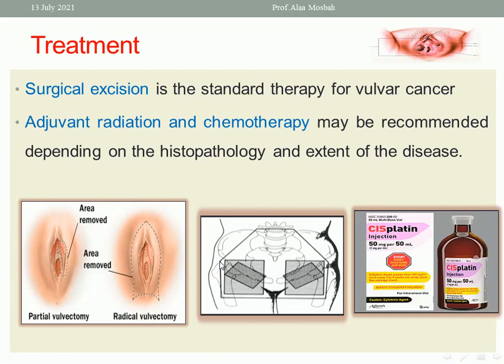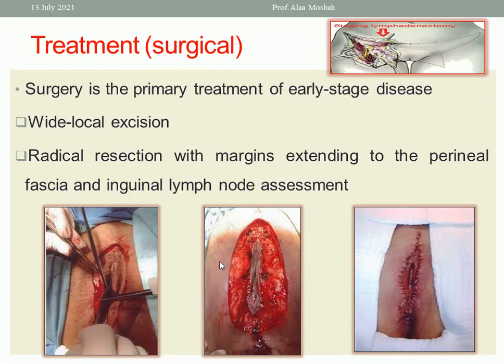Surgery is the primary treatment in early stage, as you see in the picture. We can do either wide local excision or radical resection with margin extending to the perineal fascia and inguinal lymph node assessment. As you see here, we are doing an incision around the vulva, reaching the perineal fascia. This is called radical resection with a safe margin of 1 to 2 centimeters. And at the same moment, we are going to do, in the upper picture here, groin dissection, either on one side, ipsilateral, or bilateral, for the resection of the inguinal lymph nodes.